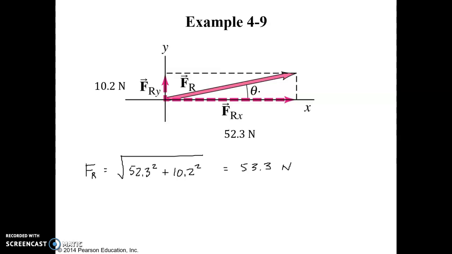And then to find the direction, which we will describe using this angle, theta equals inverse tangent of the opposite over adjacent side. So the opposite side is 10.2. The adjacent side is 52.3. So inverse tangent of 10.2 over 52.3 is 11.0 degrees. So that's the magnitude and that's the direction of the resultant.